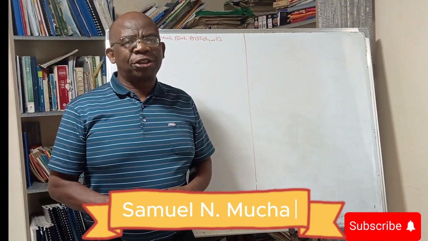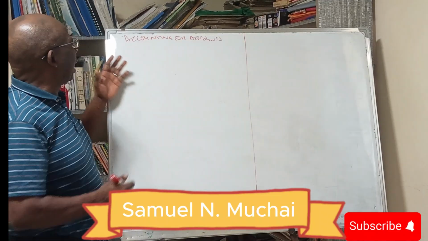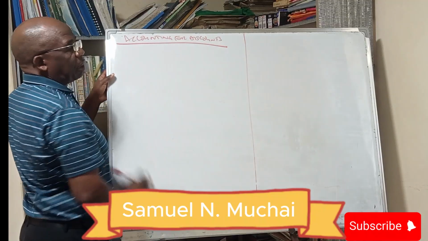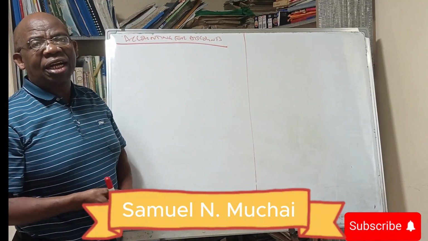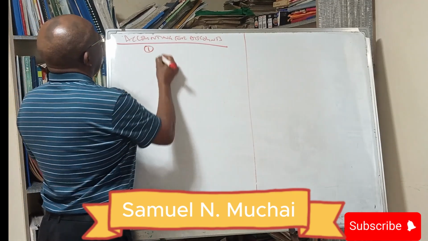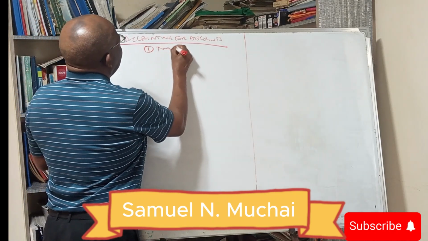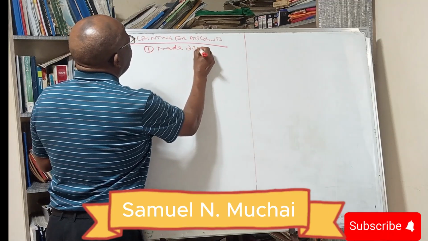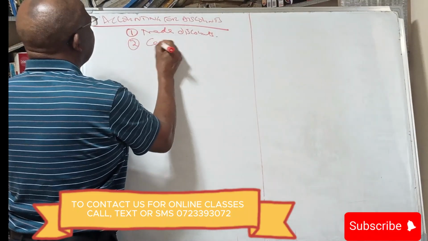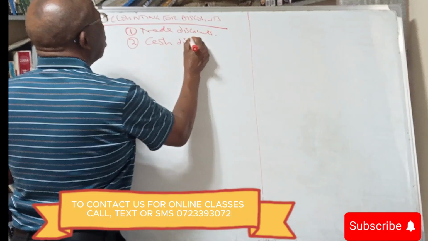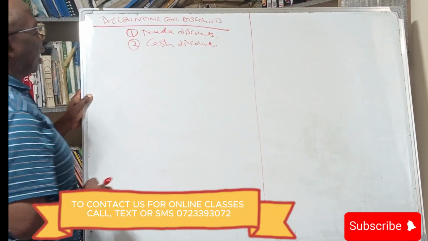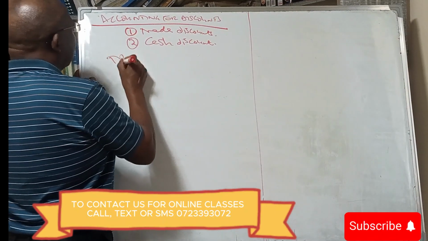Hello students. Today I want us to study accounting for discounts. There are two main types of discounts: trade discounts and cash discounts. So what is trade discount?